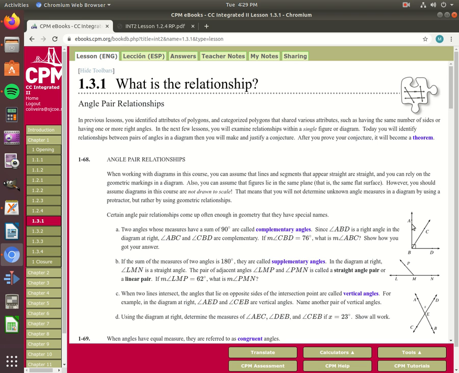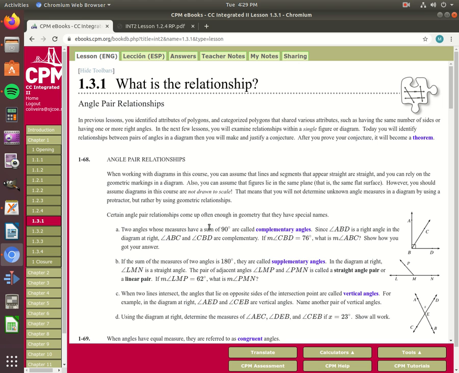What I'm saying is angle ABC is not necessarily bigger than angle CBD. Now, it sure looks like CBD is bigger than ABC, but there's nothing telling you that, so you can't assume that. What you can assume is that angle ABC and CBD add up to 90 degrees. That you can assume, and you can't assume that this line is straight. It says that means you will not determine unknown angle measures in a diagram by using a protractor, but rather using geometric relationships.